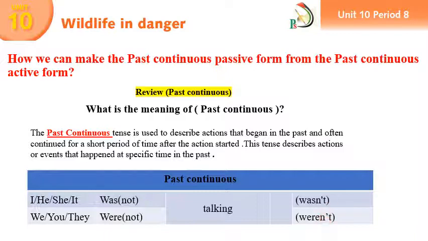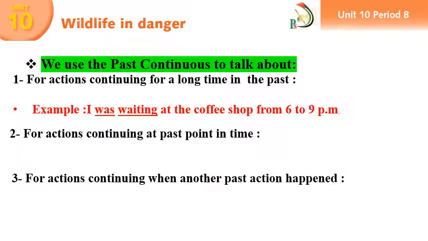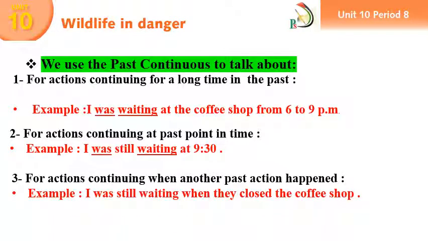Please follow with me. We use the past continuous to talk about: 1. For actions continuing for a long time in the past. For example, I was waiting at the coffee shop from 6 to 9 p.m. Number 2. For actions continuing at a past point in time. Example, I was still waiting at 9:30. Number 3. For actions continuing when another past action happened. For example, I was still waiting when they closed the coffee shop.